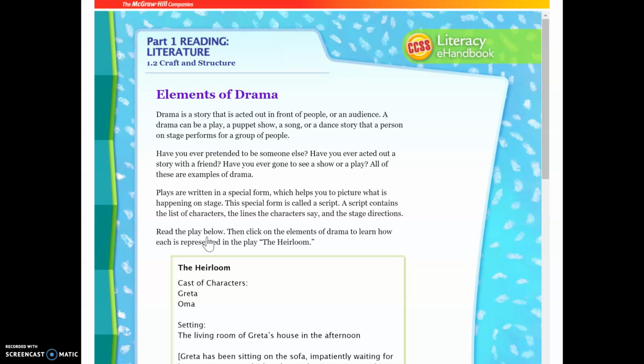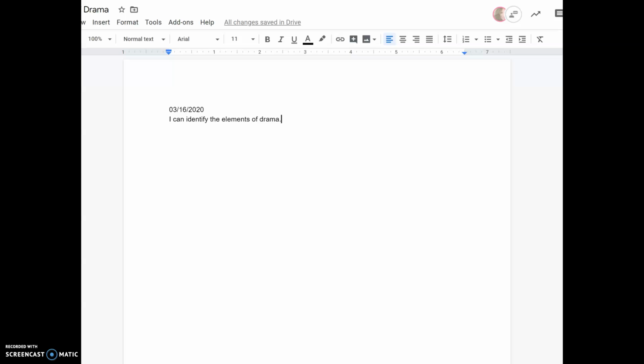Plays are written in a special form, which helps you to picture what is happening on stage. This special form is called a script. A script contains the list of characters, the lines the characters say, and the stage directions. So what we're going to do now is take notes on the elements of a drama, which are different than the other 2. So we're going to click on over.